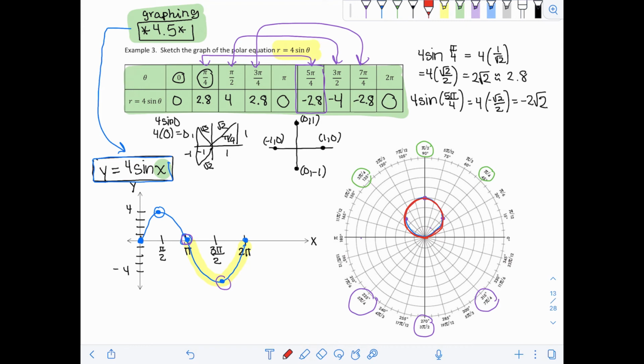But the circle follows from what that original table was. So if it's 4 sine of theta, it's going to be a circle above the 0, where not the radius is 4, but the diameter. The diameter here is 4. So let's try another example.